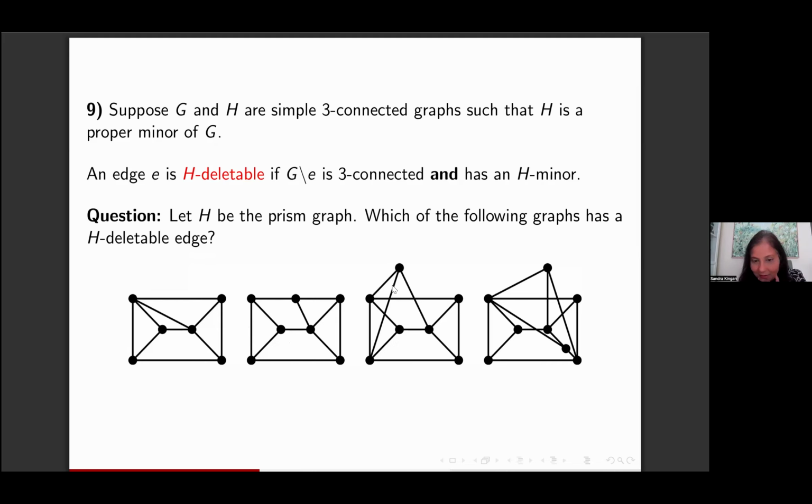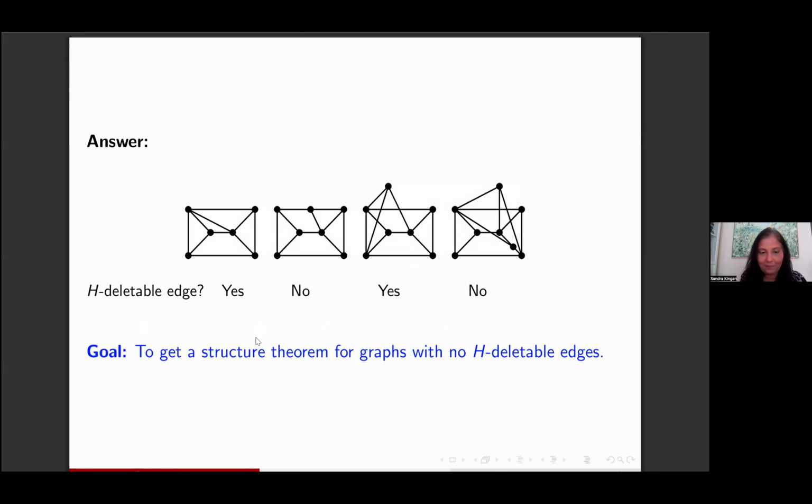What about this one? Yeah, this one has an edge here. If you throw this out, it has a prism minor. This one is much larger and harder to see, and I'll just say, yes, it is minimally 3-connected. So it does not have a prism-deletable edge. And I think I have the answers on the next page. Let's see if I said that right. Yeah. This has an H-deletable edge. No, yes, no. All right.